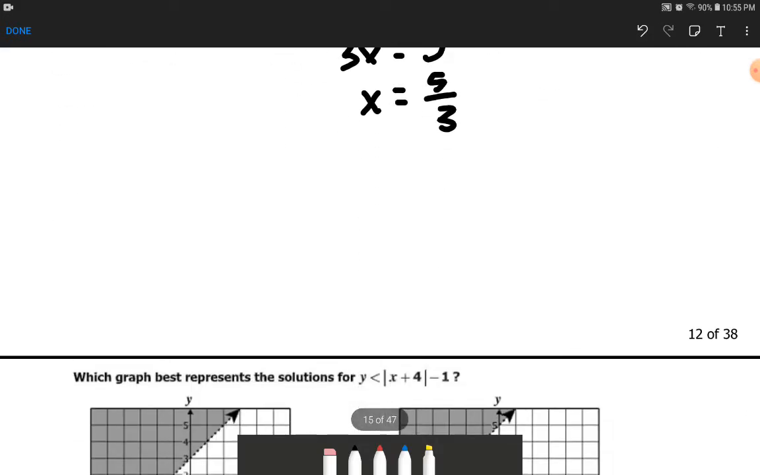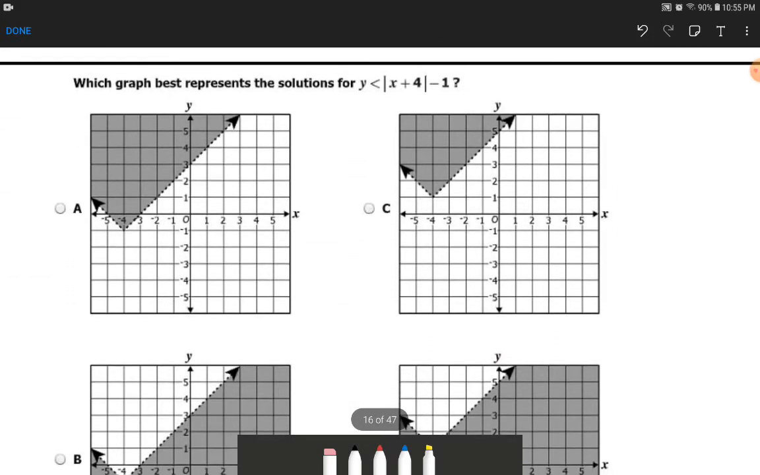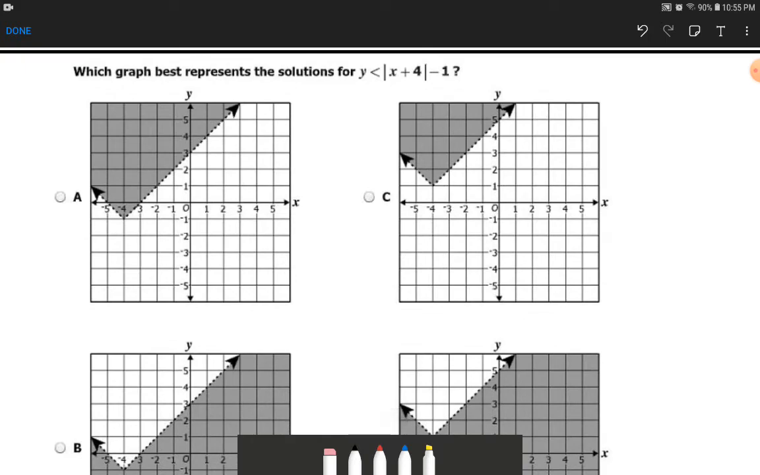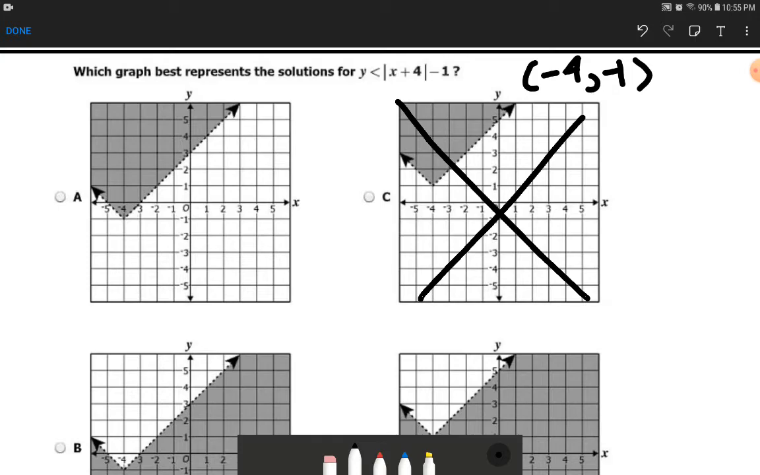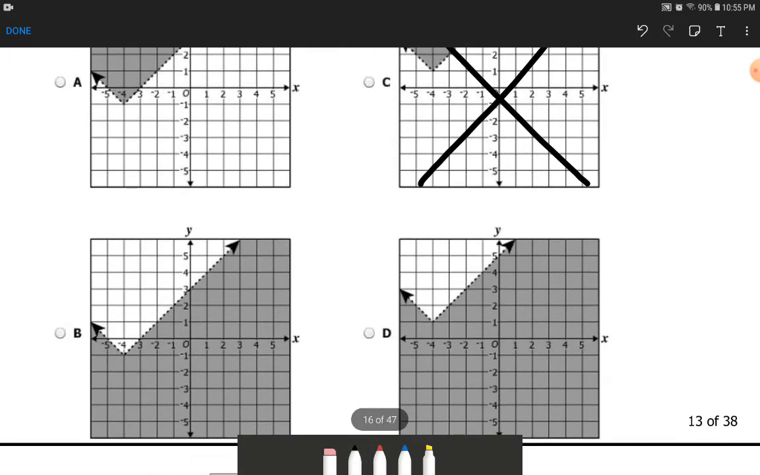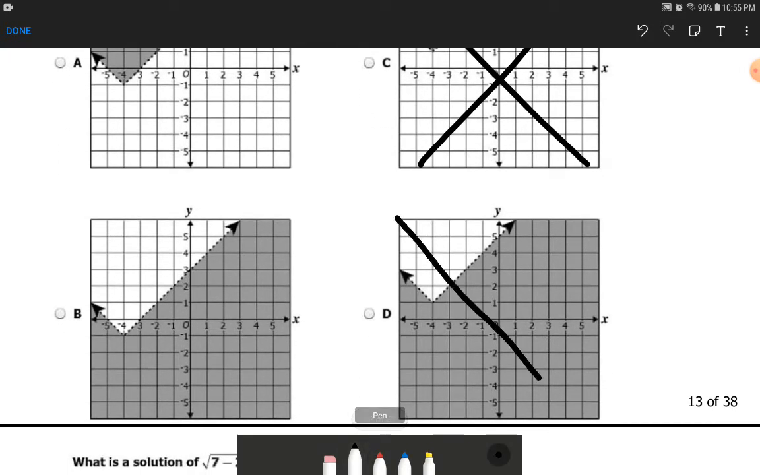Alright, let's move on to question 13. Which graph best represents the solutions for y is less than square root of the absolute value of x plus 4, minus 1? So let's first plot the vertex. The vertex would be at -4, -1. So let's see, this is -4, +1, so nope. -4, -1, that one's fine. -4, +1, nope.